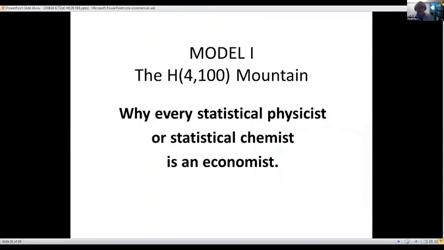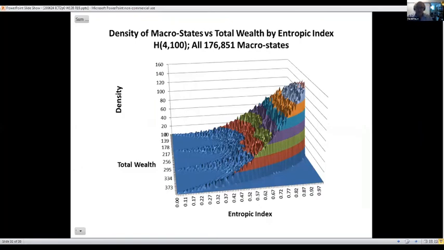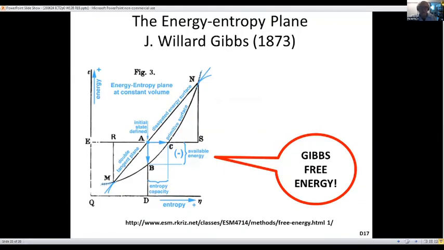Now, I'm going to make a quick diversion. I'm not going to explain this in great detail, but I do believe that every statistical physicist and every statistical chemist is an economist, and they just don't realize it. I'm taking this insight from a capital exchange model that I call Model I. This is a diagram of the density of macrostates where you've got entropy along the bottom and total wealth at the side. If we look at that from the top, that comes next.